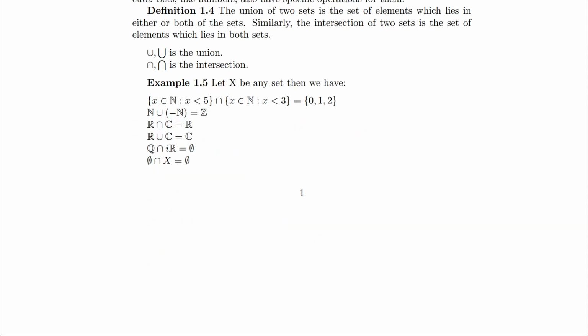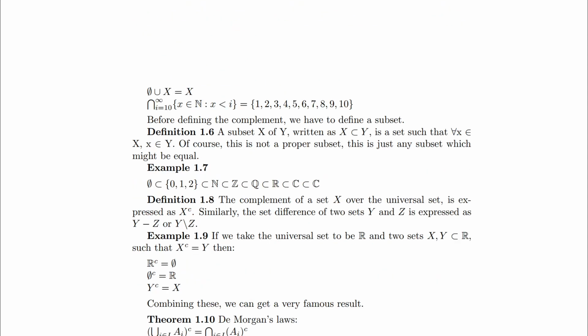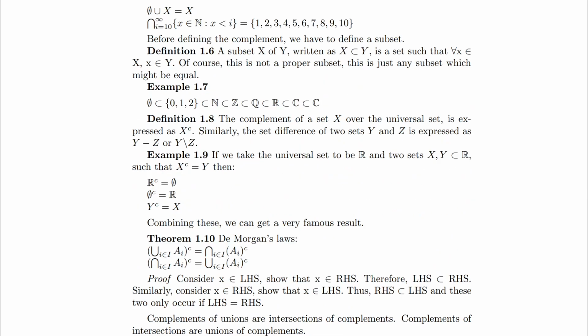And the intersection between the empty set and some set X, which was defined before, is equal to the empty set. We also have that the union between the empty set and X is equal to X, as after all, we're adding a set with 0 elements to some set, so it's not adding anything.